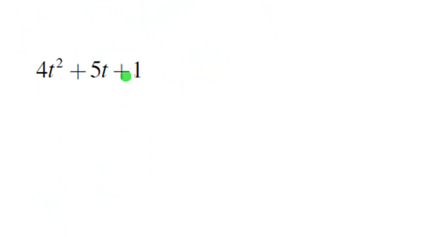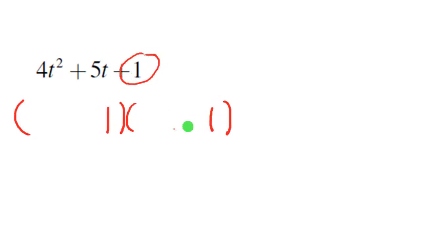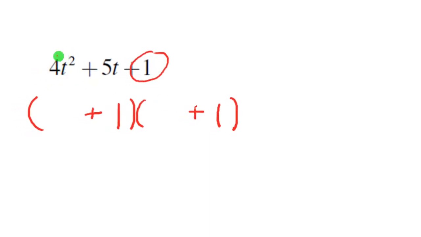4t squared plus 5t plus 1. I see some good news here, don't you? We can only factor 1 as 1 and 1, so we know that's fixed. And this is positive, so the middle term's positive, so we get two positives here. We do factor 4 two different ways, don't we? We can factor it as 2 times 2 or as 4 times 1.